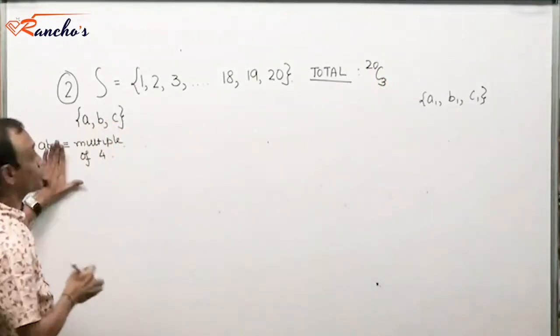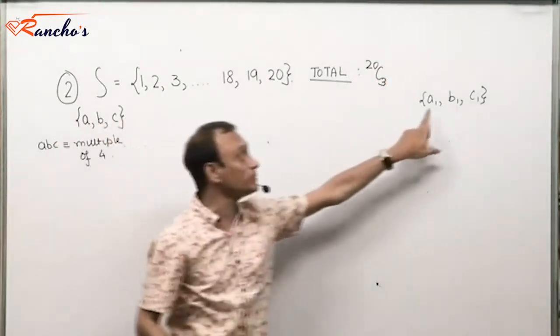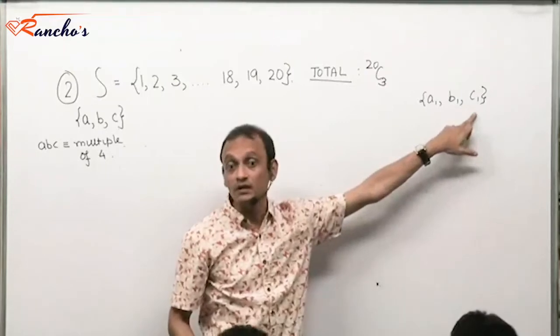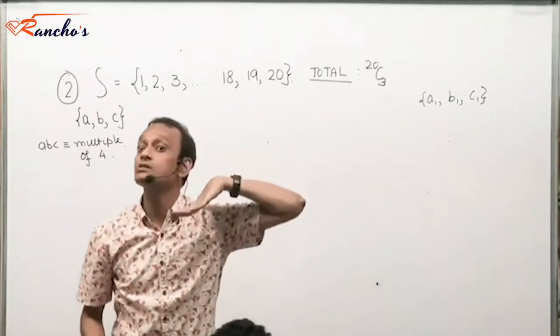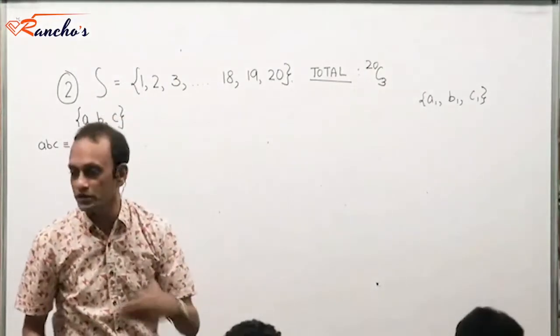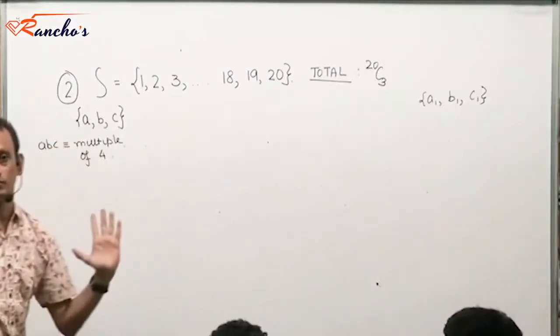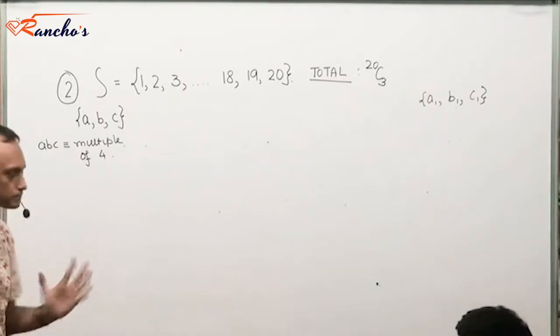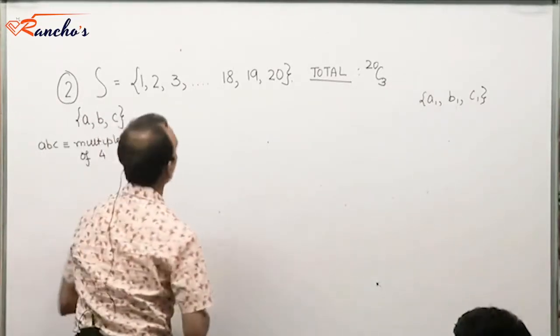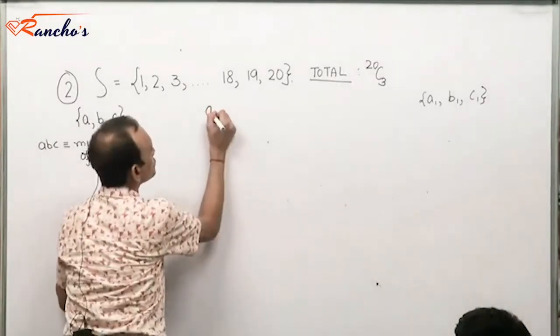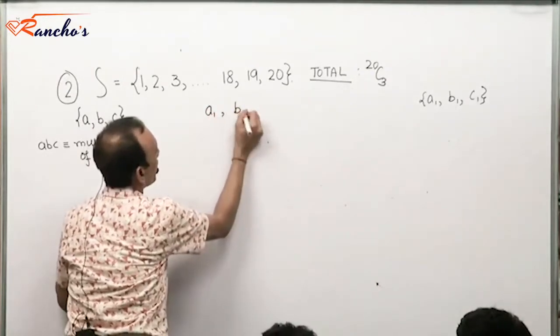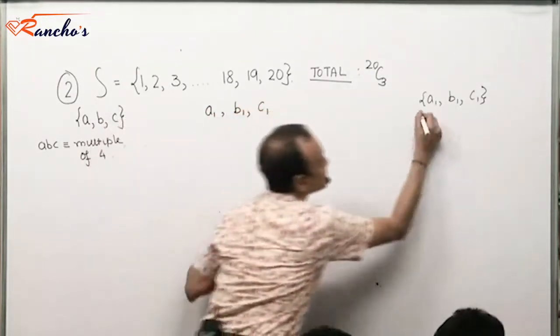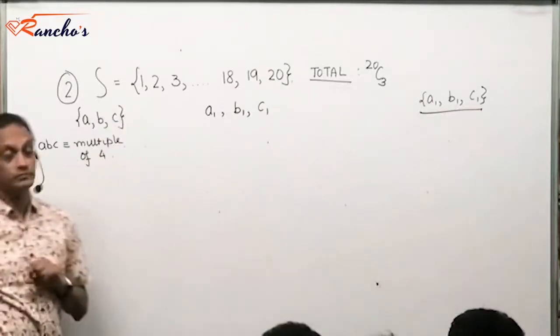Now, instead of doing this count, let me carry out this count. Let me select 3 numbers A1, B1, C1 such that the product is not a multiple of 4. Let me do this. Clear now? So I'm seeking to select A1, B1 and C1 so that the product is not a multiple of 4.